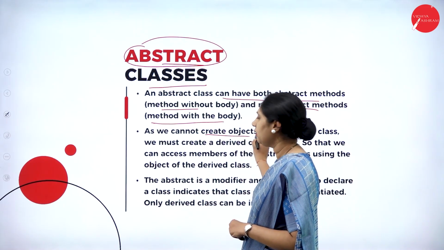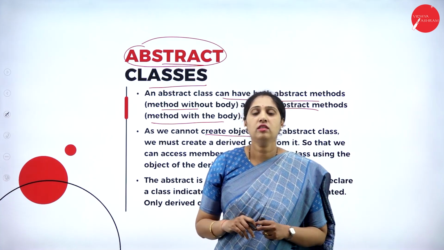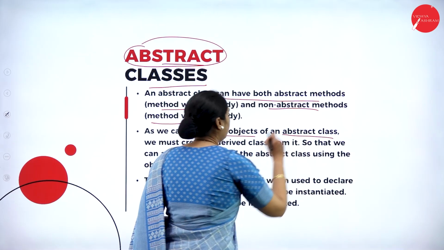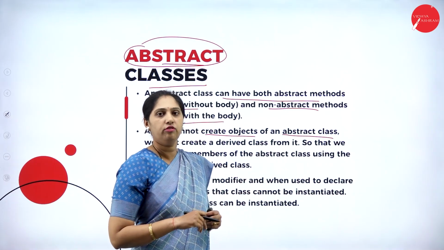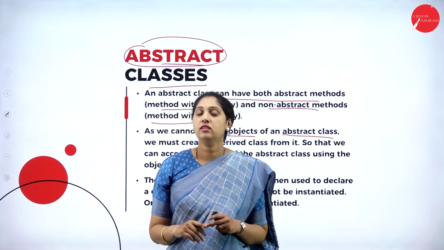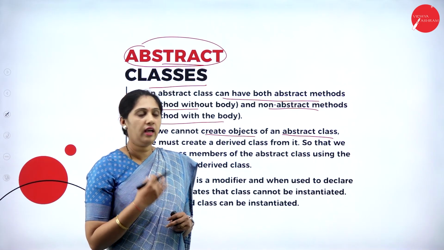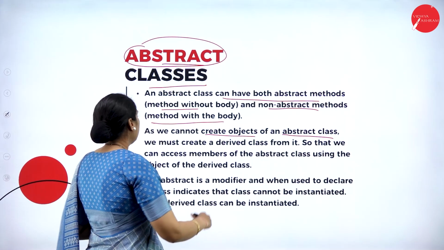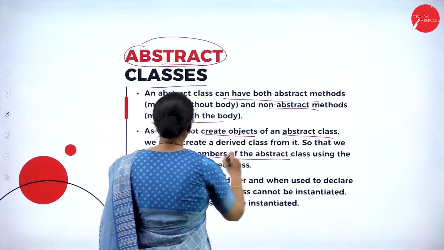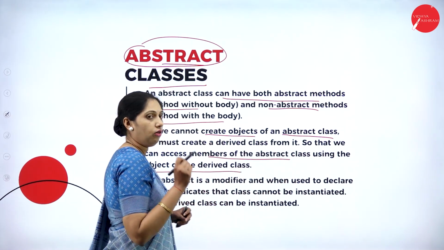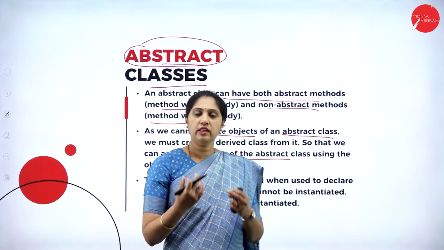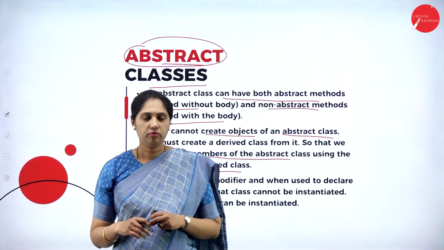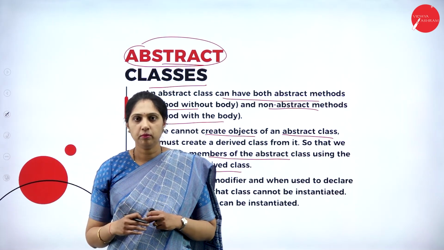But what is the limitation here is we cannot create object for abstract class. We can create an object for class, but we cannot create the object for which class? Abstract class. Then how to create the object? See, we can access the members of abstract class using the object of derived class. We should inherit the abstract class and the derived class will create the object and access the members.